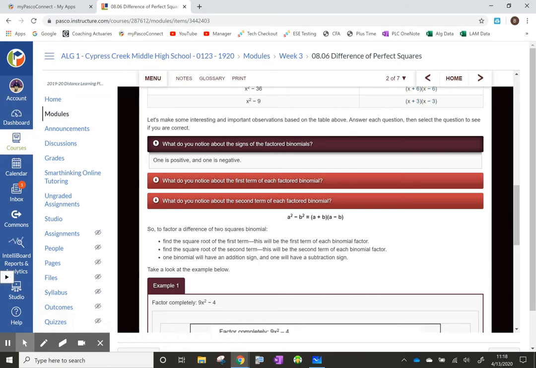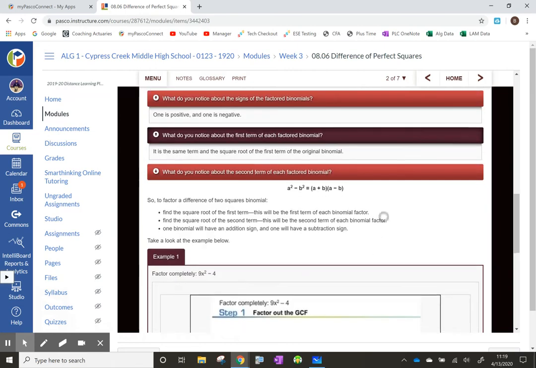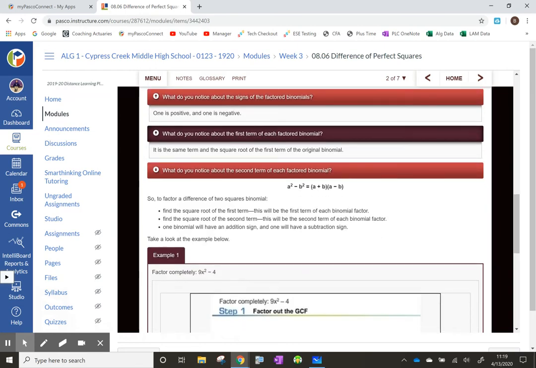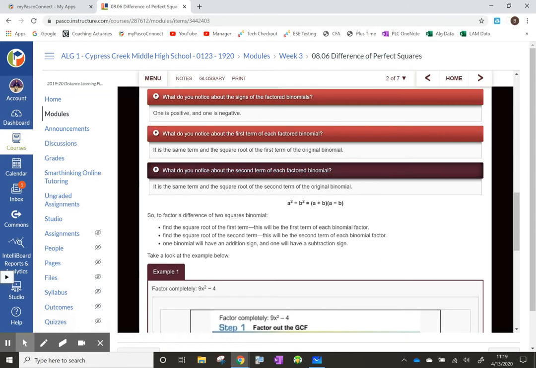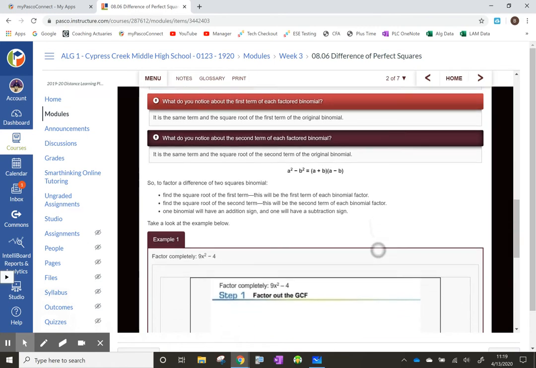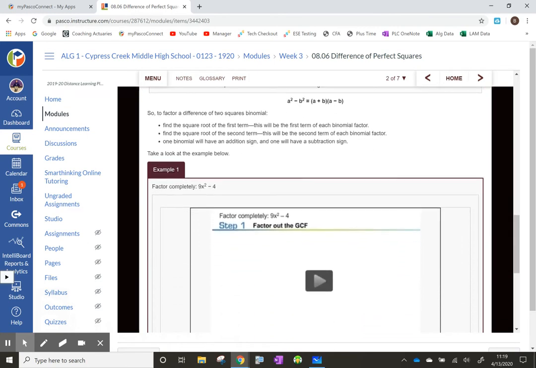So about the binomials, one's always going to be a plus, one's going to be a minus, right? One's positive, one's negative. There's always x plus 3 and then x minus 3, or x plus 4 and then x minus 4, right? Again, they're not going to ever be both plus or both minus. It's going to be one's positive, one will be a negative. It is the same term as the square root of the first term of the original binomial, and the same term as the square root of the second term of the original binomial. So it's just the square roots and the plus and minus.